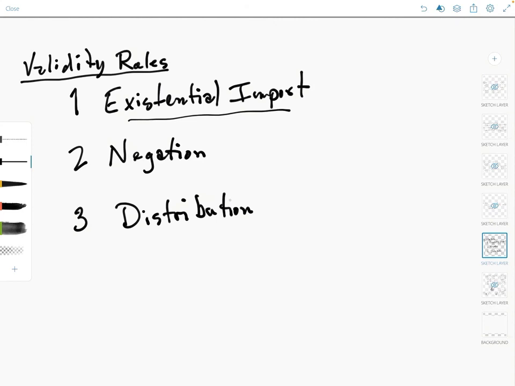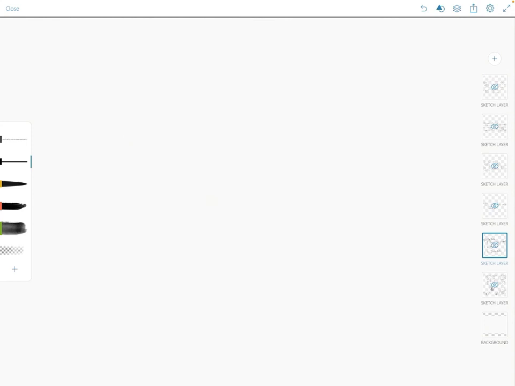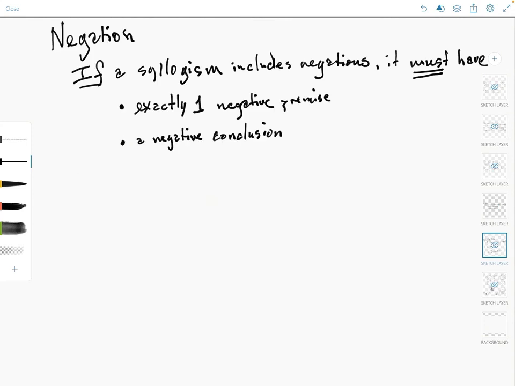Now let's move on to the second of the validity rules, the rule that has to do with negation. Let's start by just reviewing what this rule is. If a syllogism includes negations, it must have exactly one negative premise and a negative conclusion. Okay, a couple of things to notice about this rule.